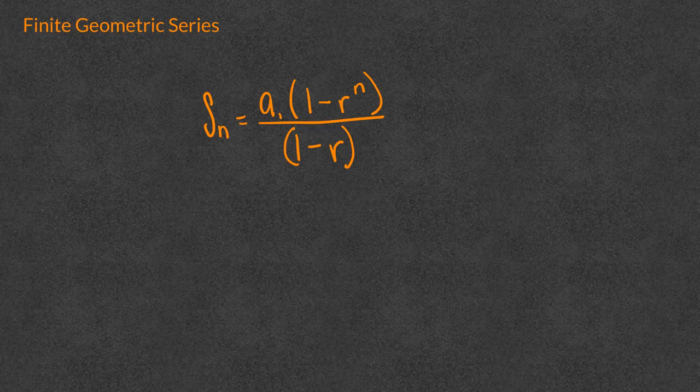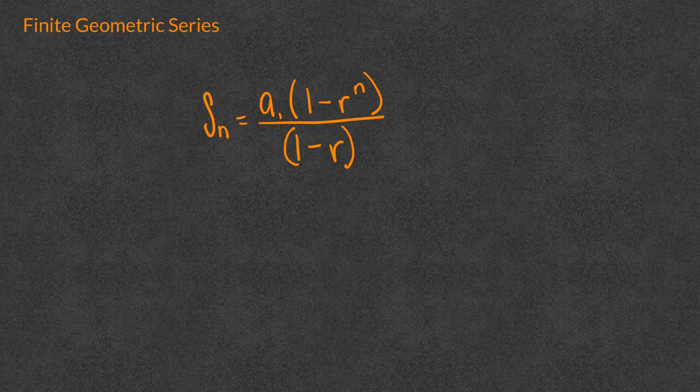The topic of this video is finite geometric series. Now the word finite means to have a limit or a bound. And so basically we're looking at a geometric series, so a sum of a geometric sequence that we're going to stop at a specific term number. So meaning it's going to be finite.